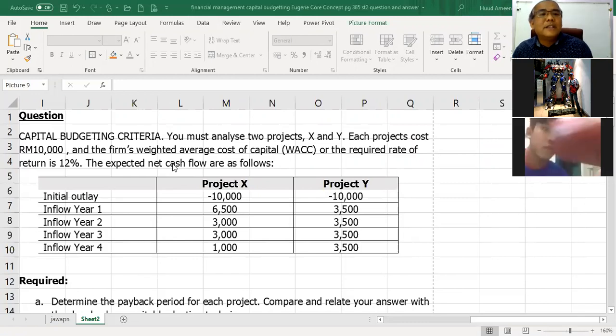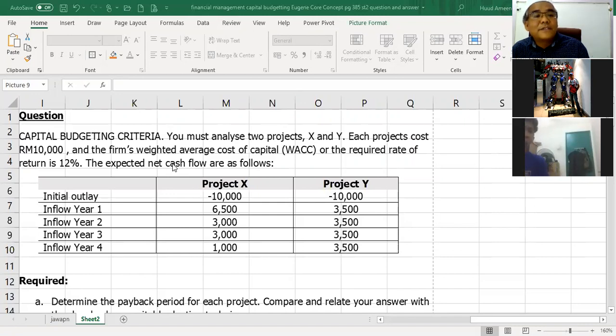So capital budgeting, you must analyze two projects, for example X and Y. You are the project manager or the director, and you want to analyze two different projects, project X and project Y. For both projects, you have to invest 10,000 ringgit.